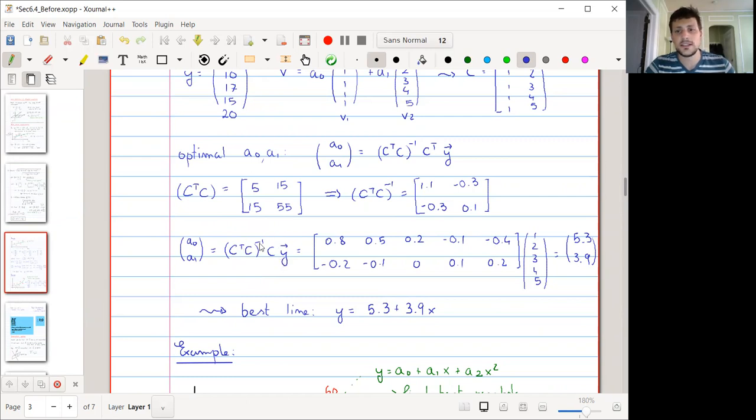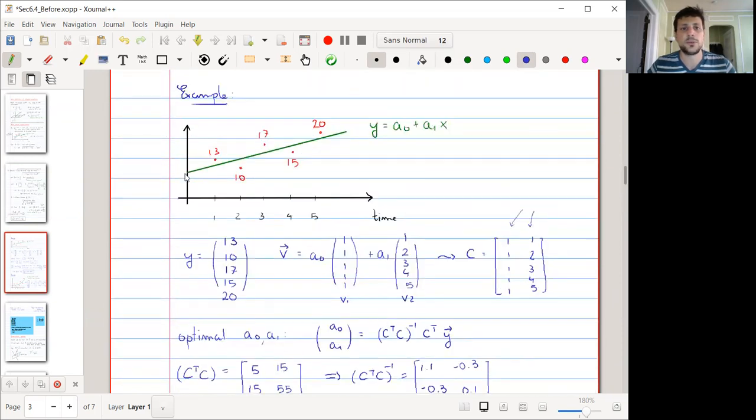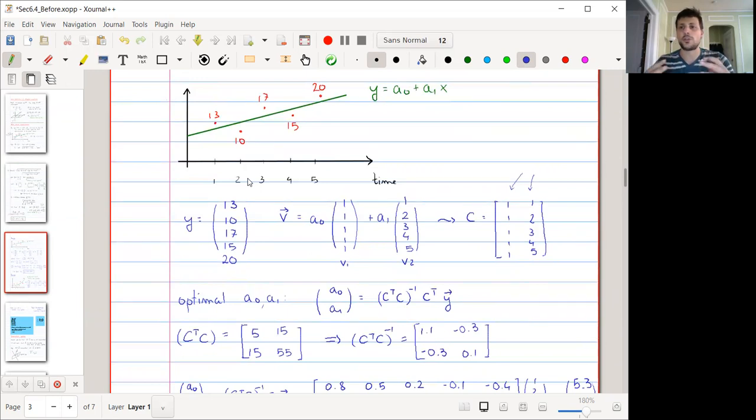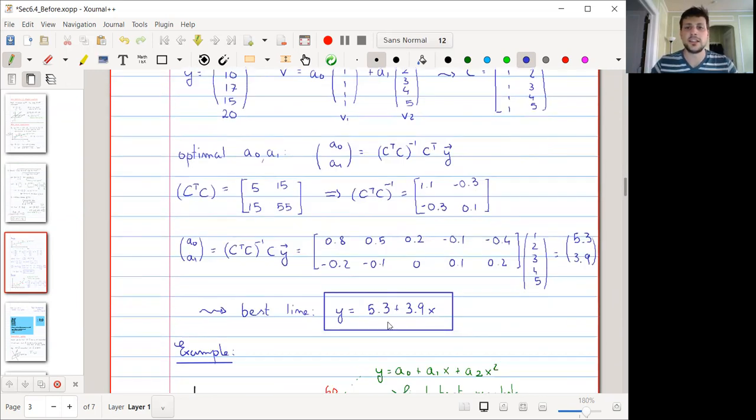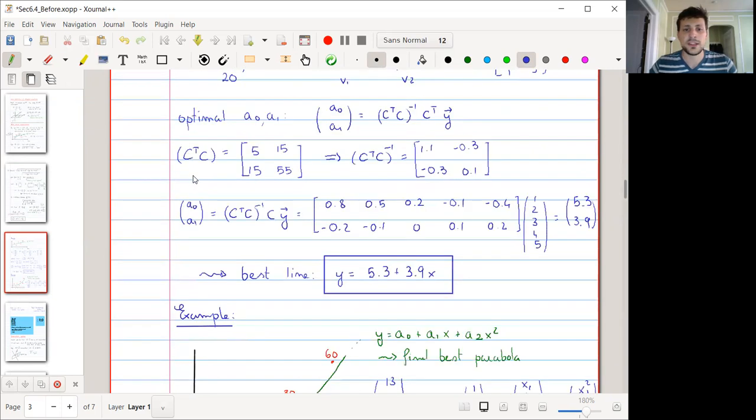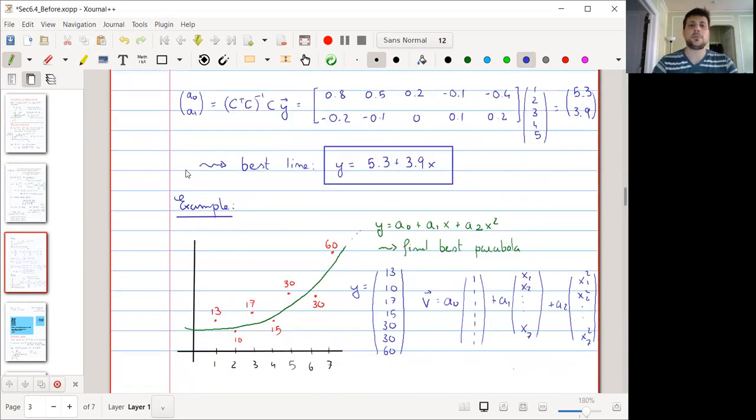The result you get is this vector 5.3 and 3.9, which tells you essentially that the best fitting line for that data set is the line of slope 3.9 and y-intercept 5.3. Of all the possible lines, the one that is overall closest to the data set is the line given down here. Let's have a look at one other example, an application of this process.